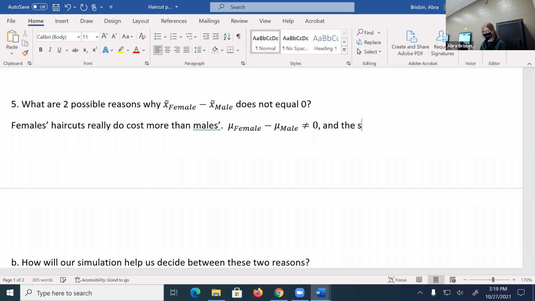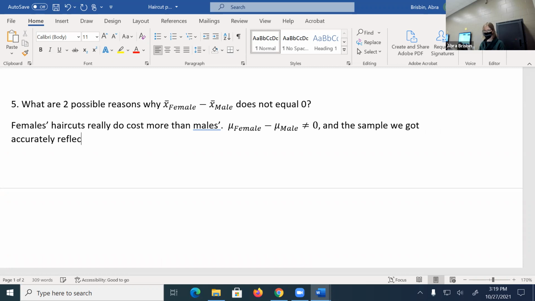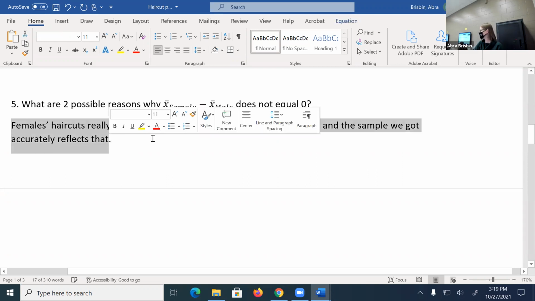And the sample we got accurately reflects that. So, I mean, we could get into more specifics about why females' haircuts really do cost more than men's. But this is sort of the very broad possible explanation, is that there's some real difference in the populations. What's the other possibility if this is not the case?